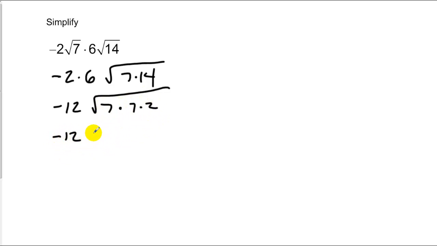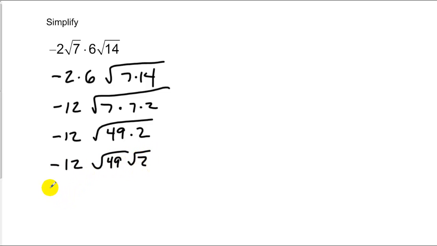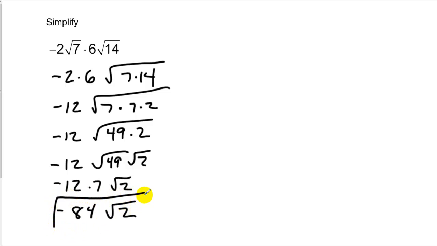This is negative 12. Root 7 times 7 for that matter is 49, which just so happens to be a perfect square. And now I can split this apart so that it reads the square root of 49 times the square root of 2. The square root of 49 is just 7 times the square root of 2. 7 times 12 is 84, but it's going to be negative in this case, times the square root of 2, and problem solved.